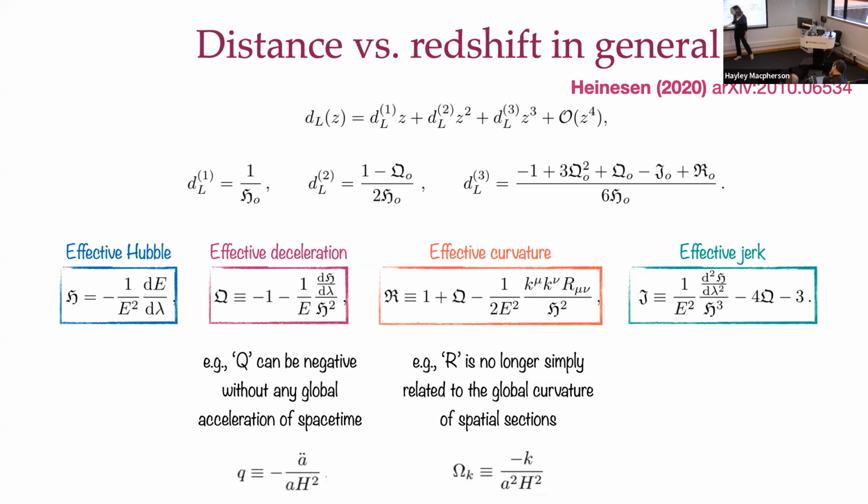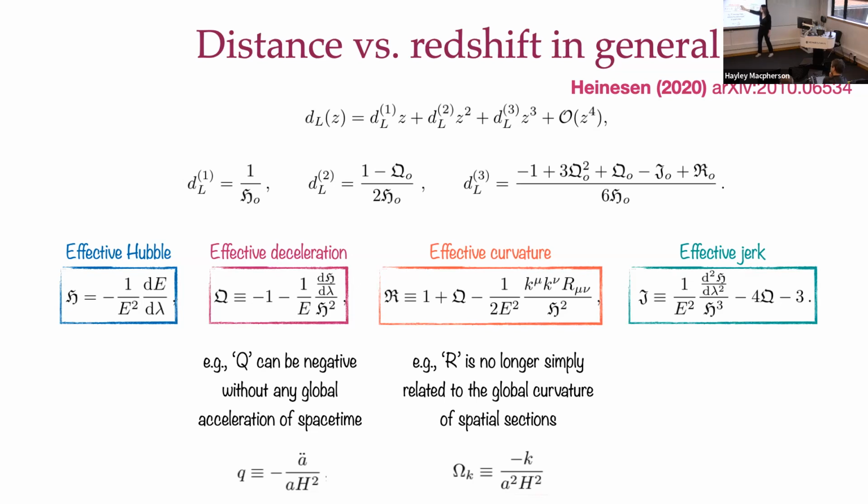Sorry, so in the FLRW case, if we measure a negative q, this direct relationship tells us that this a double dot must be positive, and therefore our length scales must be accelerating. But in the effective case, we can actually have a negative value of q without any actual global acceleration of spacetime length scales. And that will make more sense in a few slides' time.